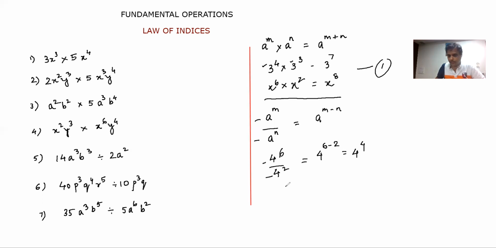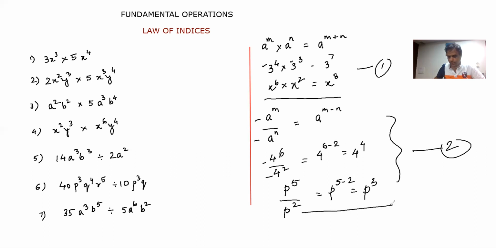In algebra, p to the power 5 divided by p to the power 2. What is the answer? p to the power 5 minus 2, which is p to the power 3. This is the second one. And the third one is the smallest. What is that? Any number to the power 0 is equal to 1.